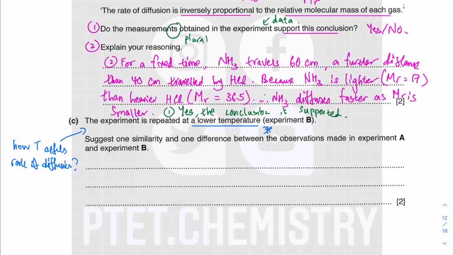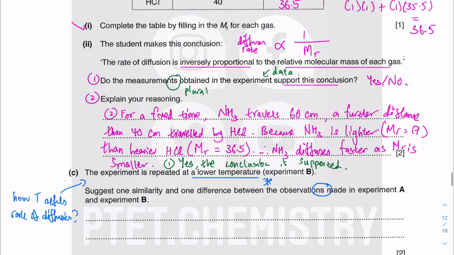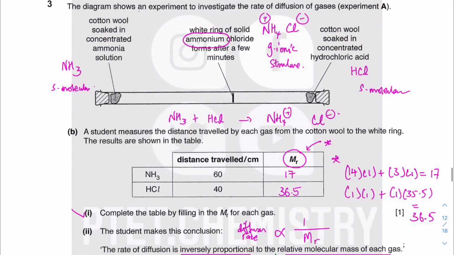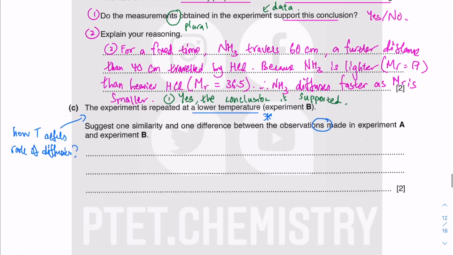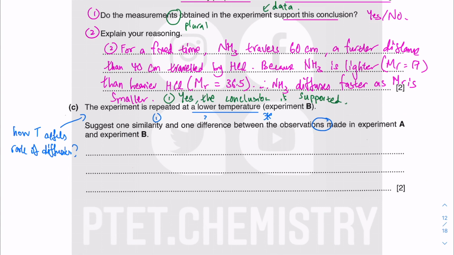So what about the observations made in experiment A and B? Just because you don't diffuse as fast, you will still diffuse, you will still get a white ring, and because you are using the exact same NH3 and HCl, they will still meet at the same point because they still have the same molecular mass. It will just take them longer to reach this point because each of them will have lower kinetic energy due to lower temperature. So they want 2 things. They want similarity and they want differences.